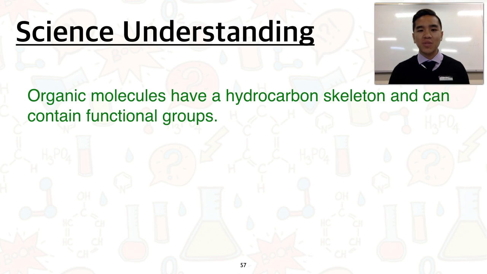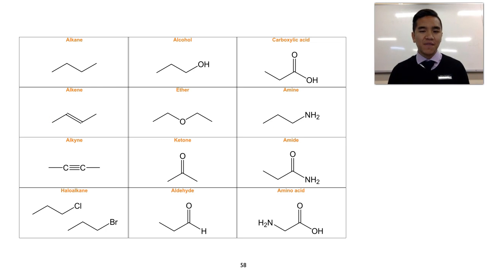So organic molecules have a hydrocarbon skeleton and can contain functional groups. What are functional groups? Essentially, a functional group is a reactive site that can be an atom or group of atoms on an organic compound that can give rise to specific chemical properties. This can help determine how these particular compounds react with other substances, and it normally also corresponds to its physical properties as well.